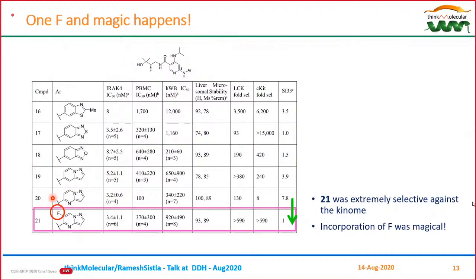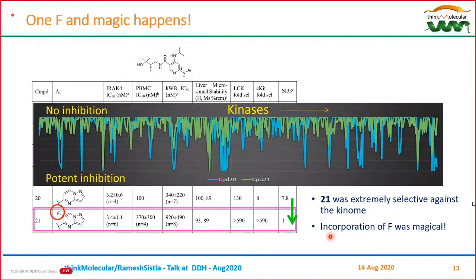You see, there is the whole table here. That's not very important, but you take a look at compounds 20 and 21. Okay, 20 you already know it has only 8-fold selectivity on c-KIT with a selectivity index of about 8. Okay, when you put a fluorine, it just cleans up. Okay, it was extremely selective against the whole kinome, one fluorine. Okay, so the incorporation of that fluorine was actually magical.